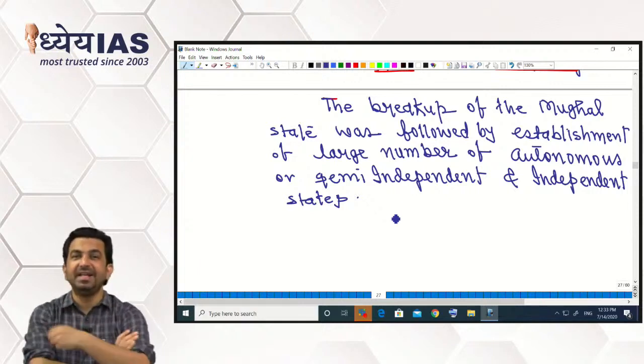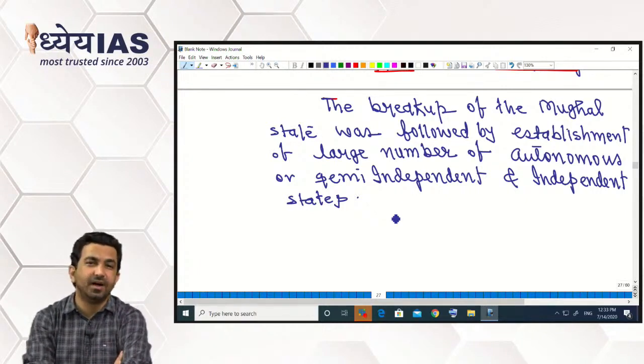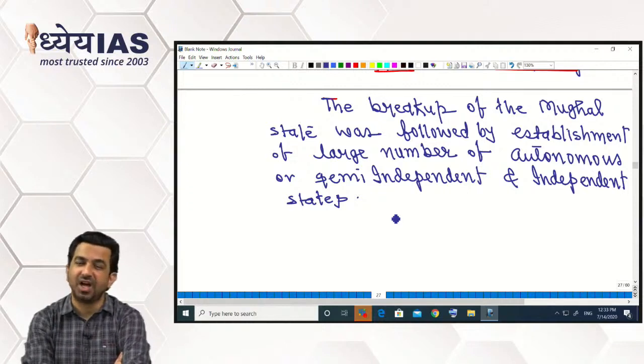And in 1712, when Bahadur Shah first died, he was survived by 4 sons: Jahandar Shah, Jahan Shah, Azimush Shan, Rafiush Shan. And again they fought a war of succession.